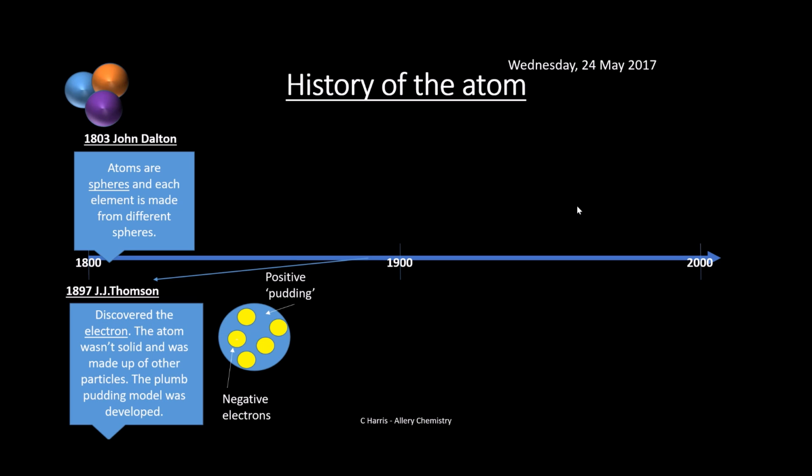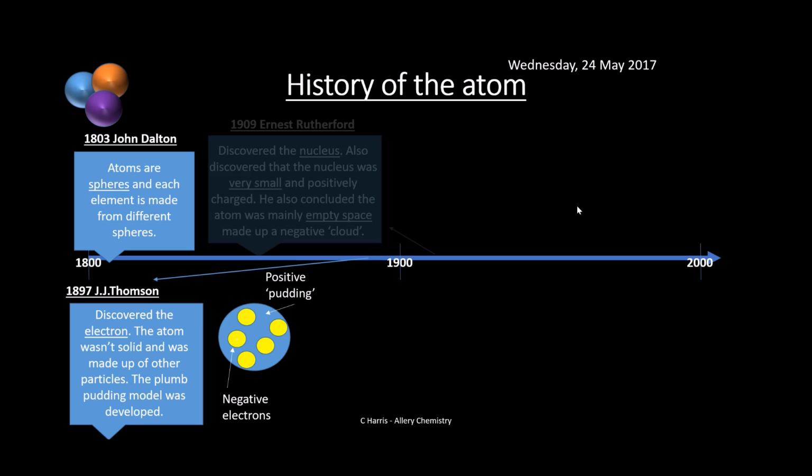A good while after John Dalton came up with that, J.J. Thomson decided to have a go, and he discovered the electron. He added to that model, and he said the atom wasn't solid and was actually made up of other particles, and he came up with the plum pudding model. Basically, he said that most of the atom was positive, and you had negative electrons that floated around inside it. He called the positive bit the pudding, and the negative electrons were like the plums in it. Obviously, back then, they used this model to try and explain it to people, and they must have eaten a lot of plum pudding back then. That's basically why it's called that.